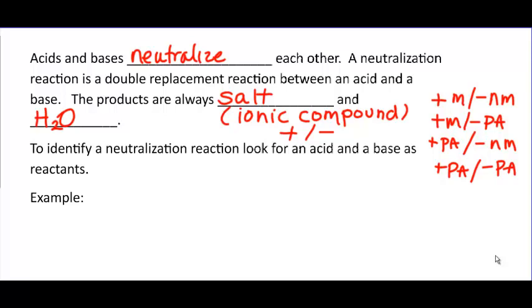To identify a neutralization reaction, you need an acid and a base on the left-hand side of the arrow. You also need water on the right-hand side. Okay? So you can always identify a neutralization reaction because you have an acid reacting with a base, going to make water and something else. I say something else, it is salt, but it's difficult for kids to recognize salts.